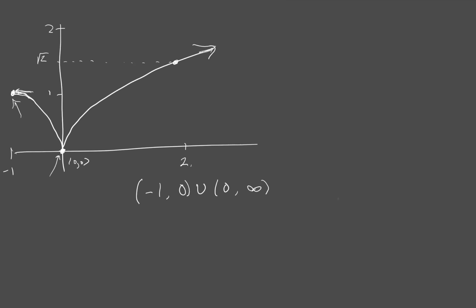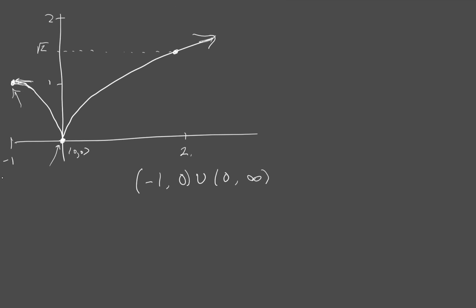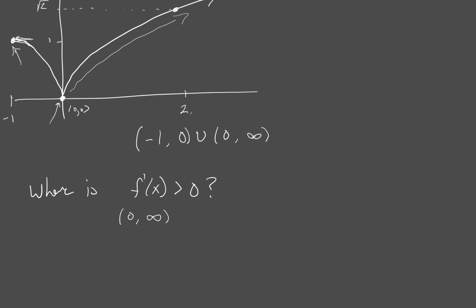Where does this have a positive derivative? Where is the derivative positive? Well, where it's positive is where the slope is positive, right? So it would be an increasing function. And from 0 on to the right, it looks like it has a positive slope. It looks like it's increasing from 0 off to infinity. Okay. Where is it negative?